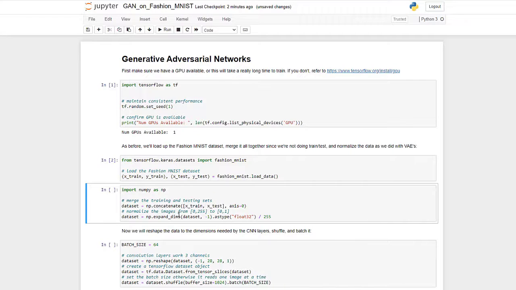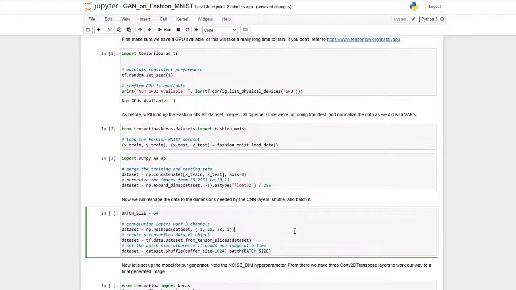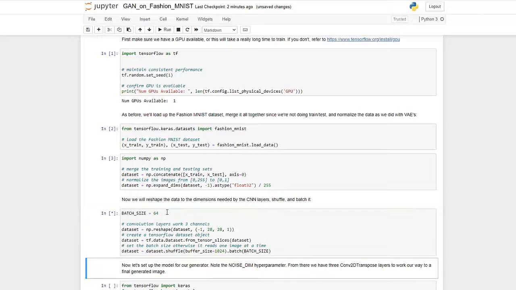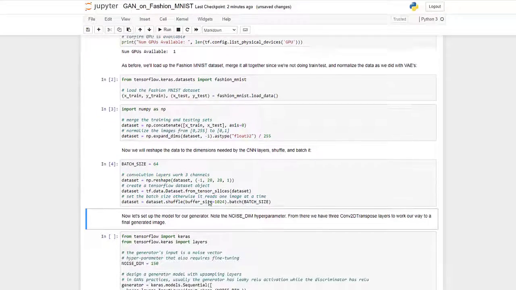And while we're at it, we'll normalize that image data from character values from 0 to 255 to floating point values between 0 and 1, because that's what sigmoid functions expect. And we will reshape the data, adding that extra dimension that we need for the CNN layers, for the convolutional layers. We'll also shuffle it and batch it up while we're at it in a batch size of 64. Oh, there's our first hyperparameter that we might want to tweak. Not much going on there.